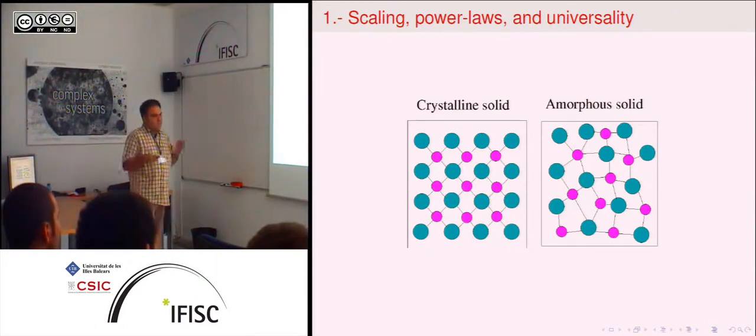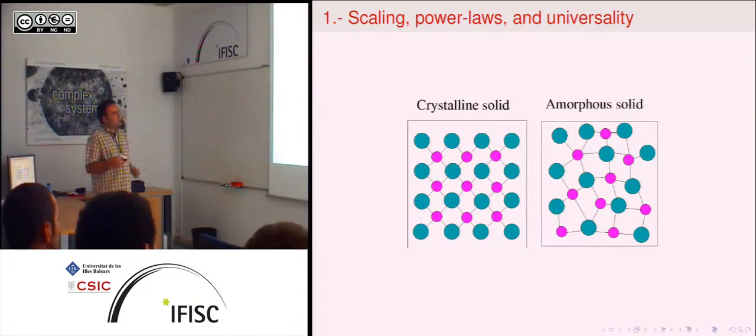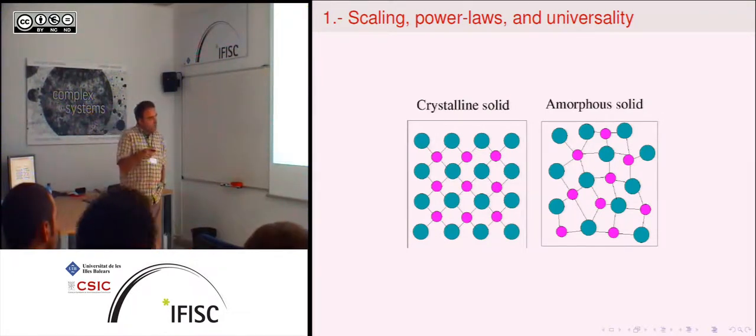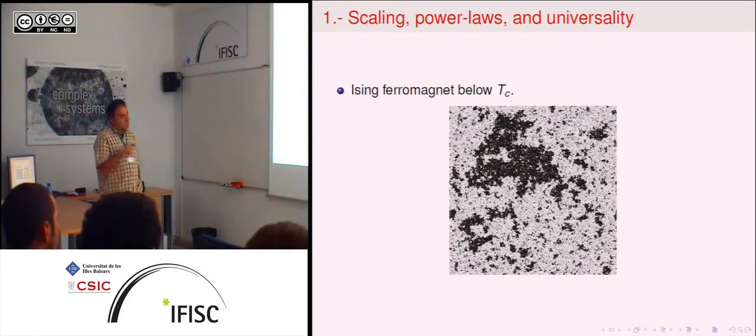I find that some people have wrong ideas about what correlation means, so I prepared this transparency to show that correlation is not necessarily order. It's just statistical information. Here, just to show an example, is a typical crystal, where the correlation length is finite, and then an amorphous solid, which is disordered, and still the correlation length is also finite. So there's no equivalence between correlation and order. It's much more subtle.